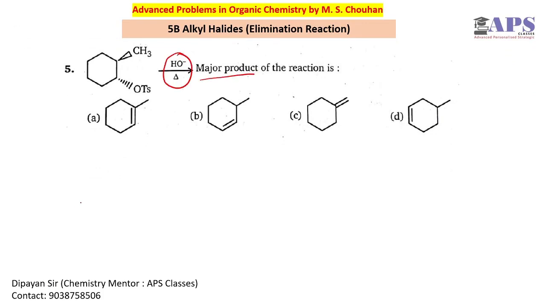Moving forward to the next question, we have to supply heat. We have to find the major product. OTs is a good leaving group, but always we have to find if anti-hydrogens are present, because OH minus is more reactive. If this is an elimination reaction and OH minus is reactive, then it will become an E2 reaction. It can't be an E1 reaction, because a strong base is used here. So anti-elimination should be the case.